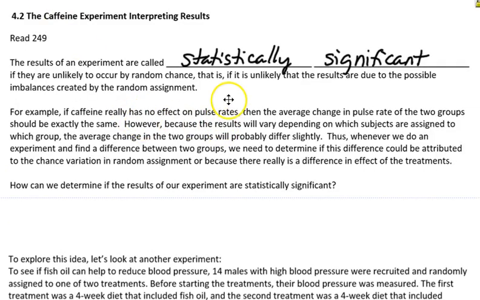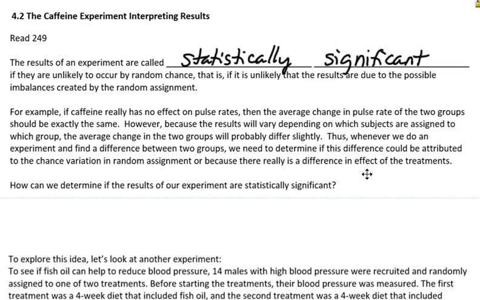For example, if caffeine really has no effect on pulse rates, then the average change in pulse rates of the two groups should be exactly the same. Of course, ours were not, but they shouldn't have been. However, because the results will vary depending on which subjects are assigned to which group, the average change in the two groups will probably differ slightly with different random assignments. Thus, whenever we do an experiment and find a difference between two groups, we need to determine which of these two things is the cause for the observed difference.